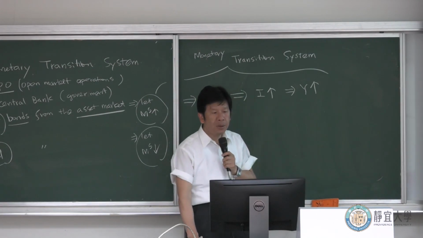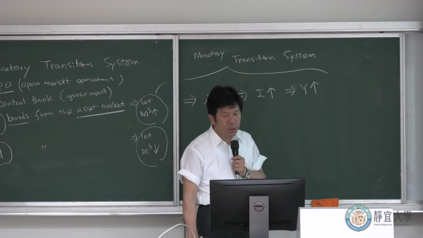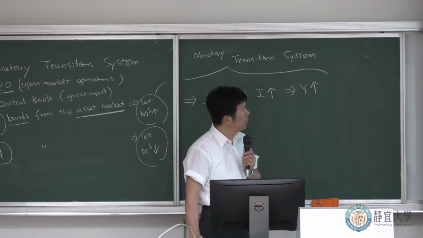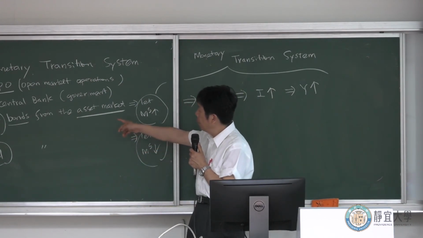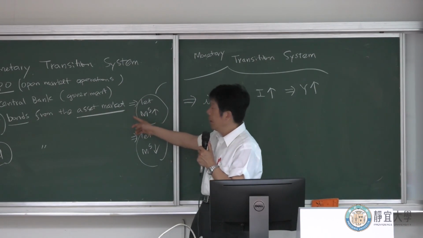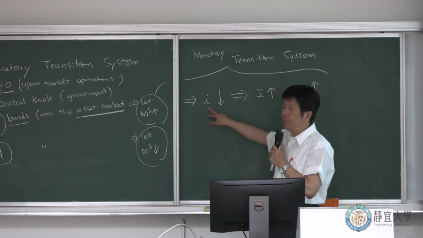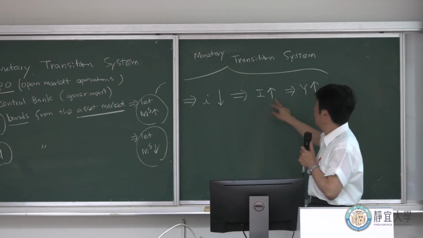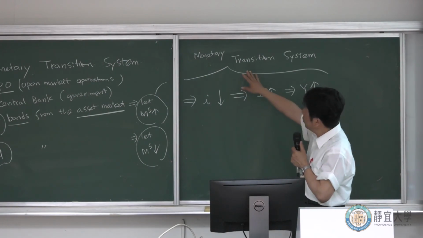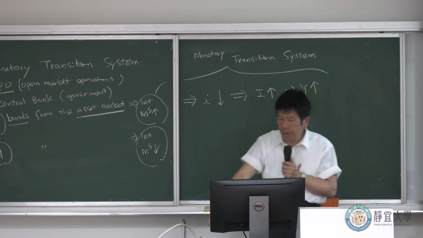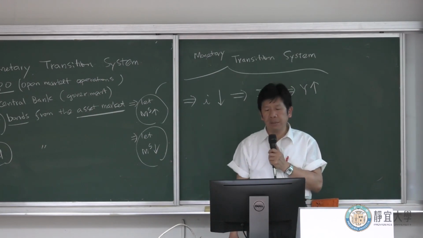Okay, so we will continue, let us try to see monetary policy. If the government or the central bank buys some bonds from the market, then the money supply increases. After that, the interest rate decreases, investment increases, and output or income also increases. We call this the monetary transmission mechanism.